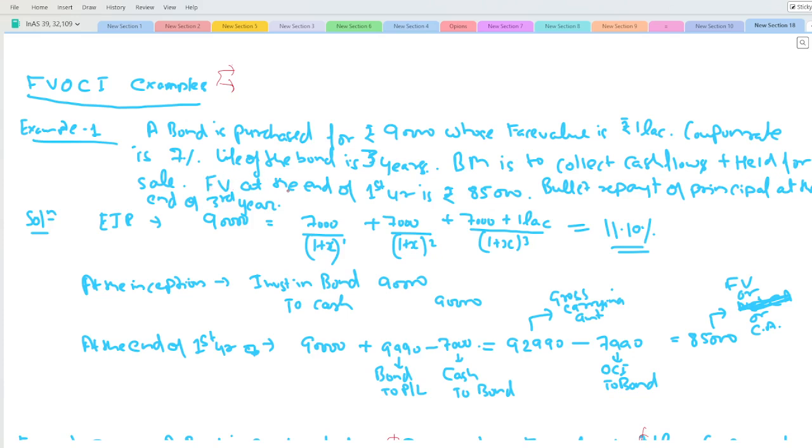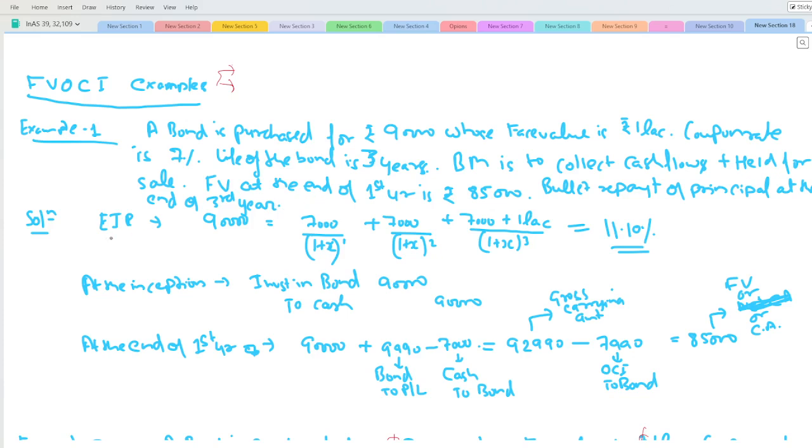Now the fair value at the end of the first year is rupees 85,000, and the bullet repayment of principal is happening at the end of the third year. Just for simplicity, I have kept it so that it is not receiving the principal in installments. Okay, bullet repayment is there.